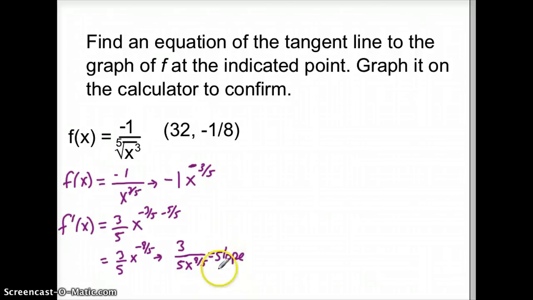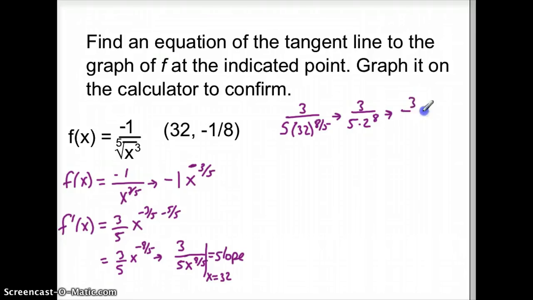Slope at every x value. I want the slope where? I want the slope at 32. So this notation of drawing a bar and putting what value you want there is commonly used. So we're going to do 3/5, 32 to the 8/5. So 3/5, the fifth root of 32 is 2, so I need 2 to the 8th, and then 5 times 2 to the 8th. So I'll do that in the calculator. 2 to the 8th is 256, so it's 5 times 256.